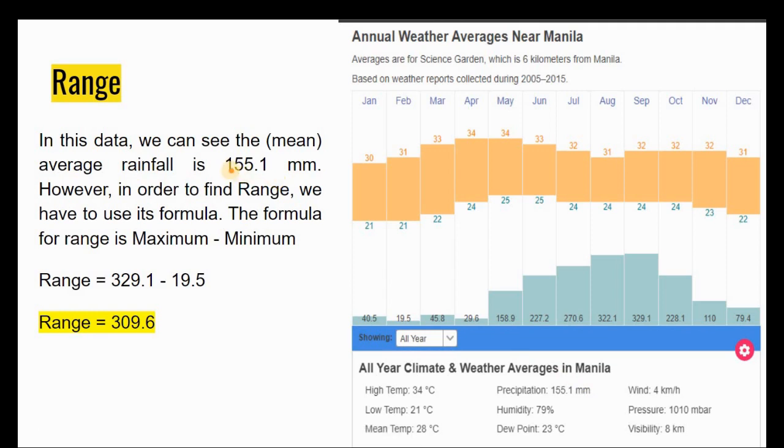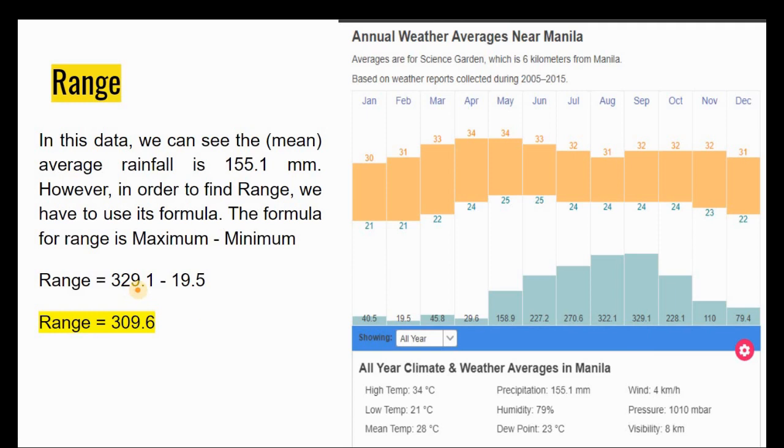Pero if you would look at the average or mean alone, it's not enough for you to get an idea how much rainfall there is. Lalo na kapag dinagdagan pa natin ng another form of measurement, which is what you call range. So ano yung range? Maximum minus minimum. 329.1 minus 19.5. So paano natin nakuha yung 329.1? Ito kasing month of September, siya yung may highest or maximum amount of rainfall.